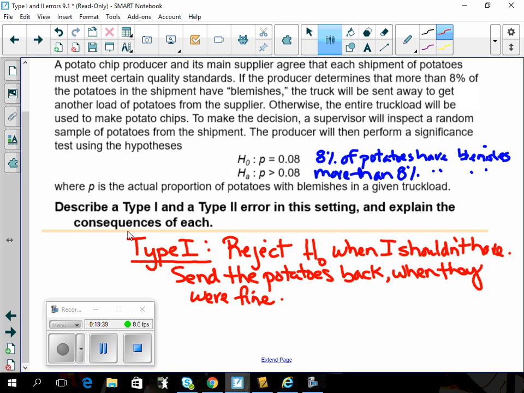Wouldn't you agree? Now, if we look at it from the perspective of the potato chip maker, the distributor, whatever, not the potato farmers, but the people making the potatoes, what's the consequence in terms of them? Well, they're getting new potatoes, right? So it's really not that much, not that harmful. Might cost money to get a new truckload of potatoes, depends. But it's going to cost more money on the supplier, wouldn't you agree? The potato farmers are going to have wasted a bunch of potatoes for no reason.